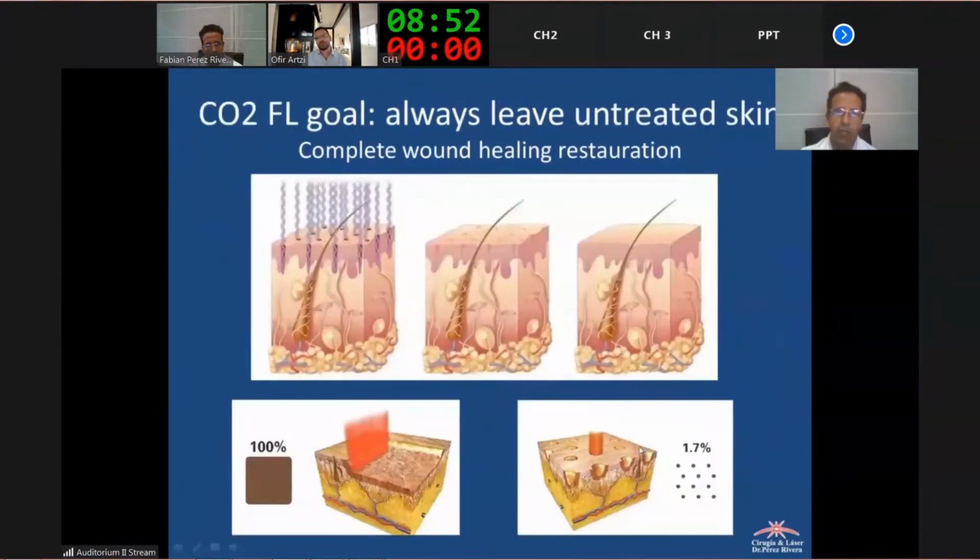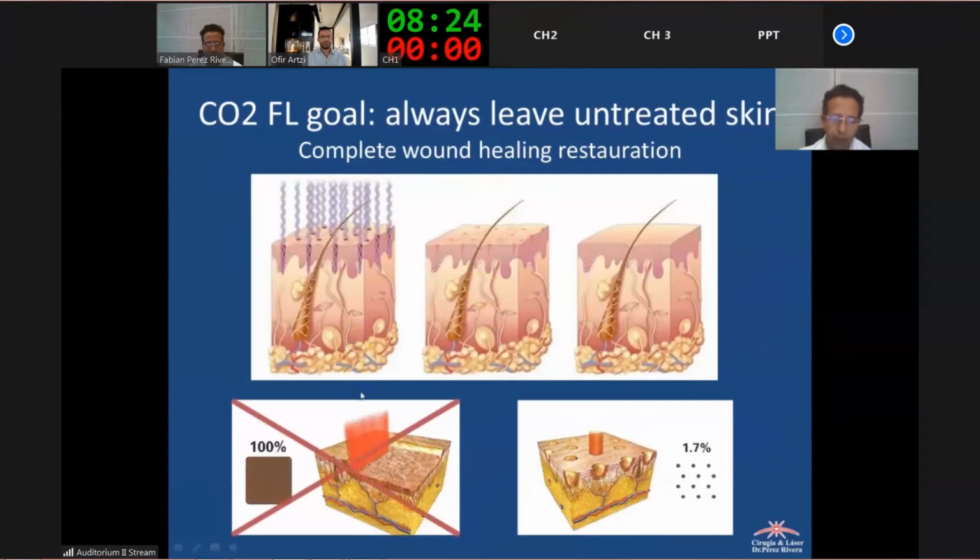And why is this important? Because we obtain the goal of this treatment. Always leave untreated skin. Always look for a complete wound healing restoration. It means that between each dot, between each column of heat, we leave untreated skin. And this gives us the possibility of a complete wound healing restoration, as you can see here in the drawing.